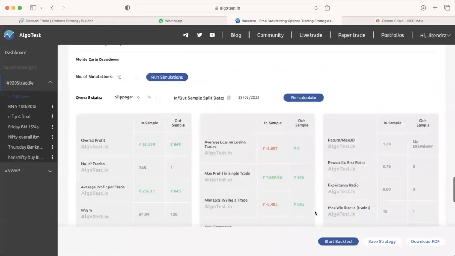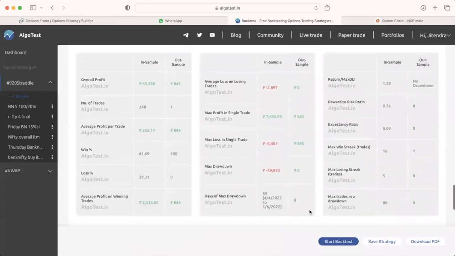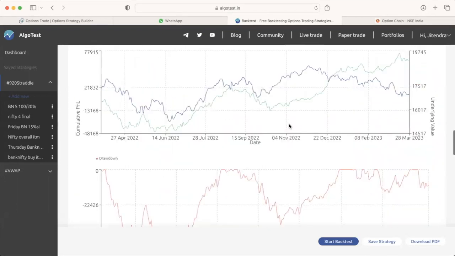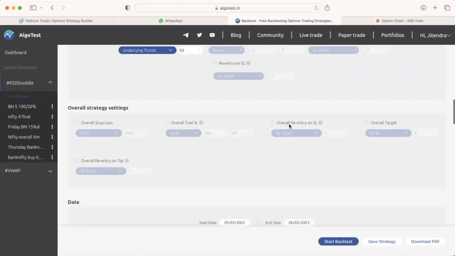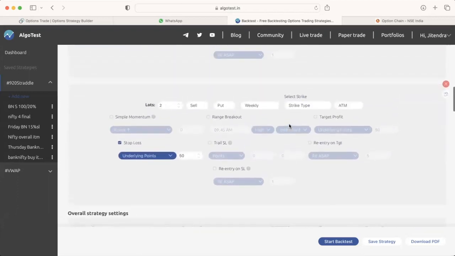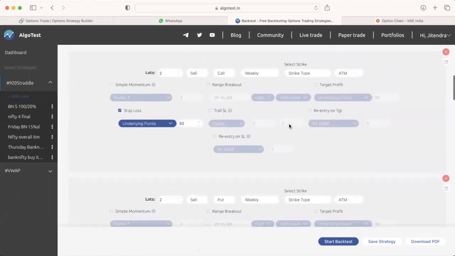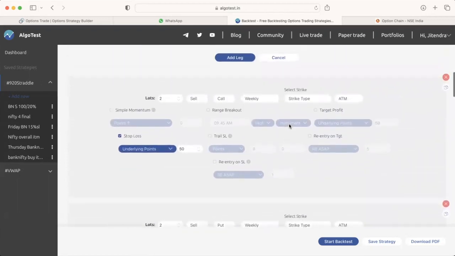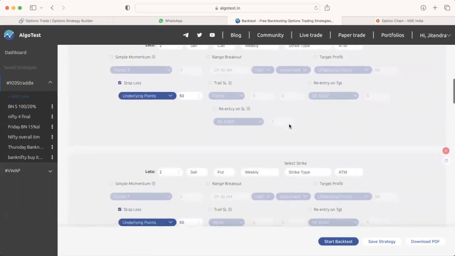So the profits are not very attractive. There is only a 60% chance that this will happen. Maximum loss is 8,400 and average loss is 2,800. Again, this strategy is not very attractive. And the last 1 year was very volatile, so obviously this will be under pressure.